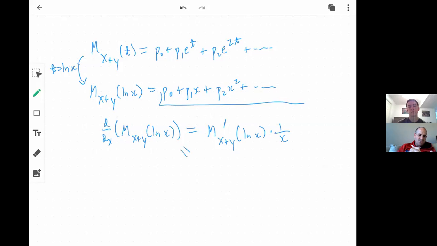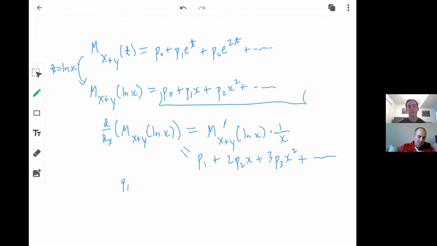If you just think about this massive polynomial on the right-hand side, if I took the derivative, what would I have? p sub 1 plus 2 p sub 2 x, and then 3 p sub 3 x squared, etc. Okay. And so technically speaking, I could get p sub 1.